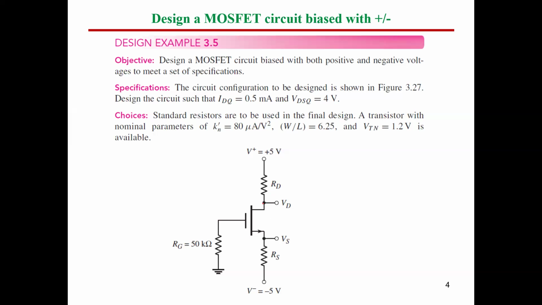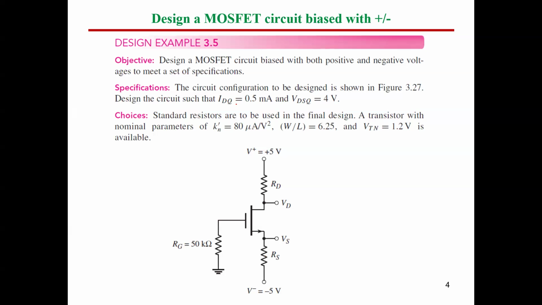The potential or the voltage of this point is VD, which is the drain. The potential of this point is Vs, which is the source. Here we have a resistance between source and a supply, another resistance between drain and another supply, and here we have a gate resistance connected to ground. So this is a circuit, and let's see exactly what do we need to design here.